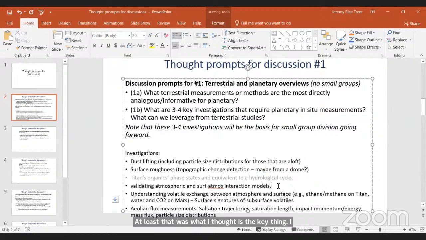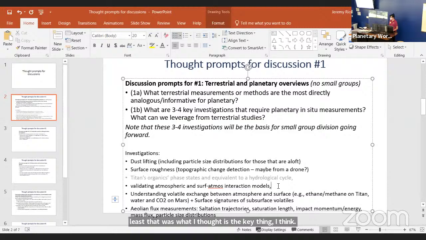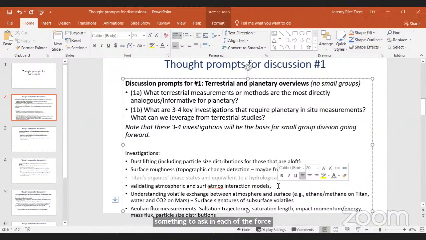I think it's a good point. I would think that statement about validating surface atmospheric interaction models, it's like there's so many things you could be talking about in that particular case. I mean, there's a lot of different models. And so that could almost be something to ask in each of the four subgroups. Yeah.